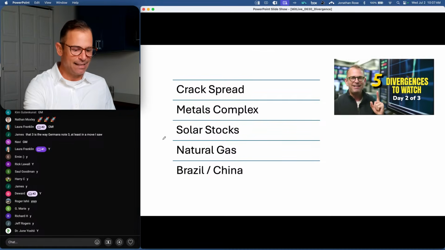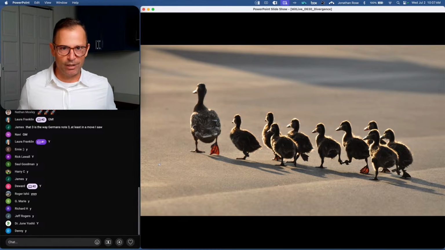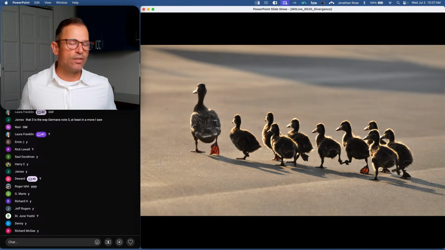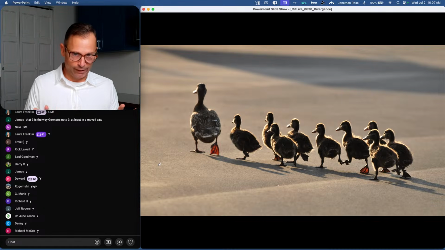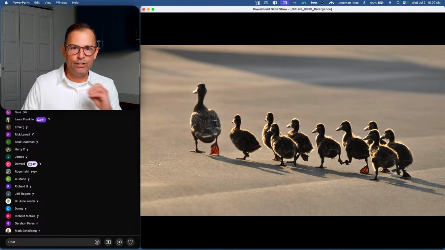I'm getting lots and lots of yeses. Let me explain the crack spread. And I'm going to do it with a little visual. The crack spread is literally the profit margin for the entire refinery industry.